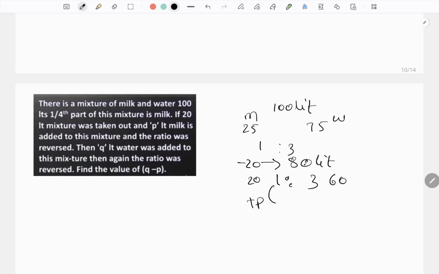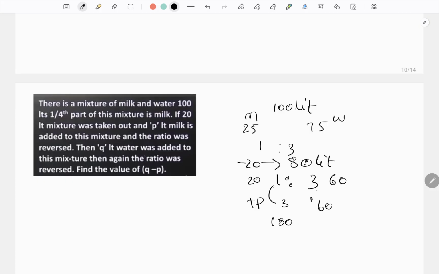Hope you understood this. In this 20 liters, this should be the same, means 60 should be 60, but the ratio is reversed, means it should become 3:1. This is 60 and this must be 180. Only then it is possible.